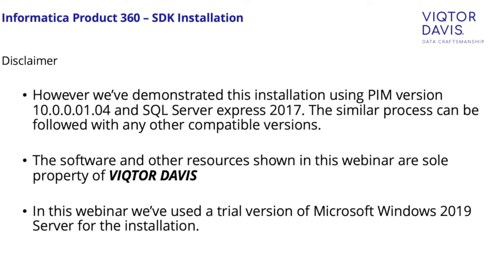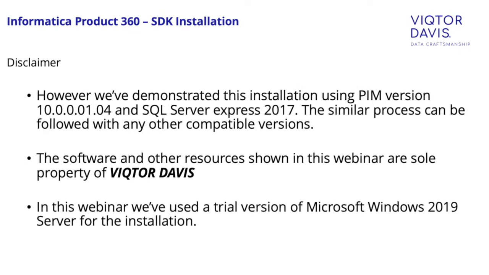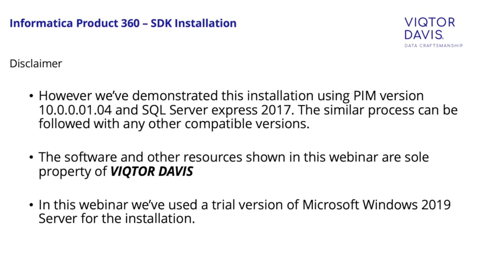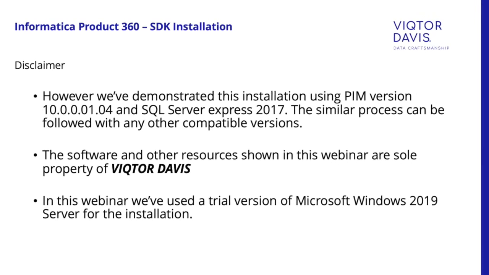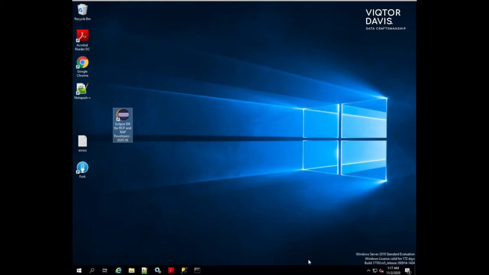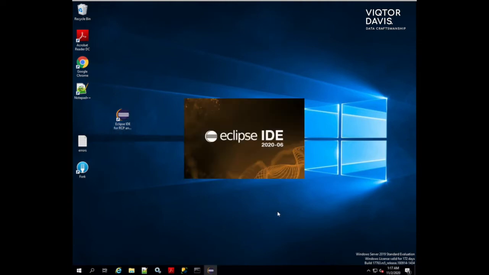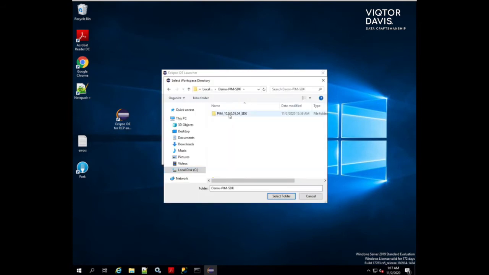However, we have demonstrated this installation using PIM version 10.0.0.01.04 and SQL Server Express 2017. A similar process can be followed with any other compatible versions. Run Eclipse and choose your workspace from the extracted folder. Choose the folder called workspace inside Henry.